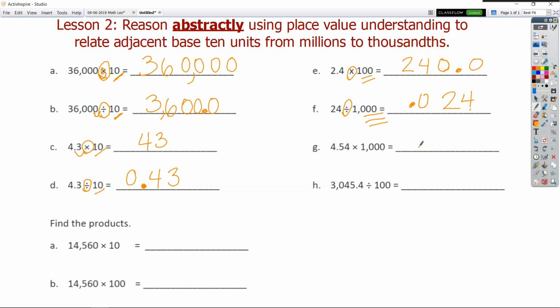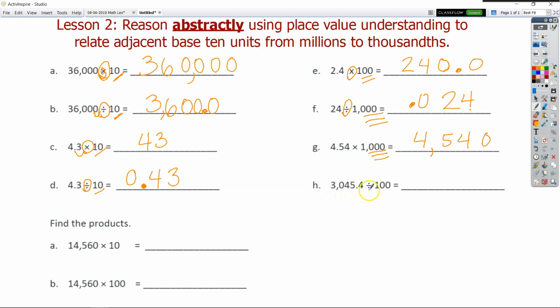Last two up top. We have 4 and 54 hundredths times 1,000. 1, 2, 3 zeros in my thousands. I know this number is going to grow by 3 place value units. So let's see, 4 and 54 hundredths, 1, 2, 3 place value units. My product is going to be 4,540.